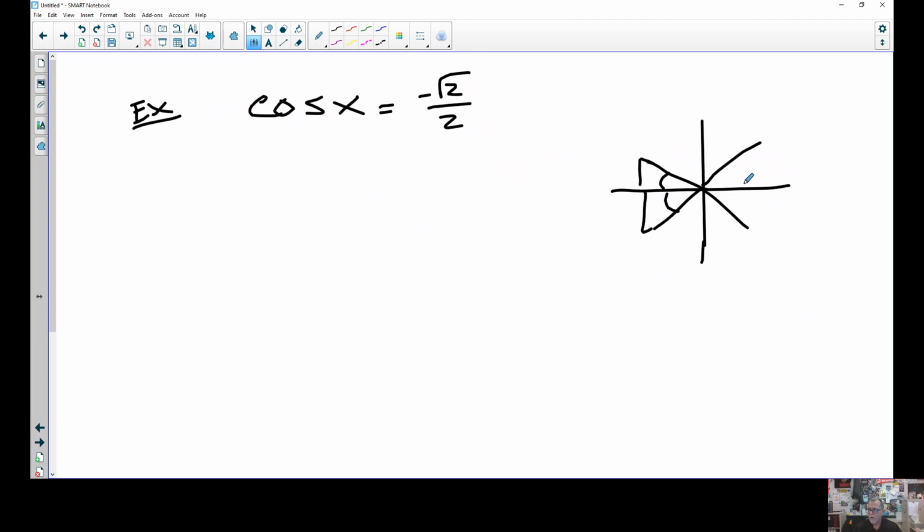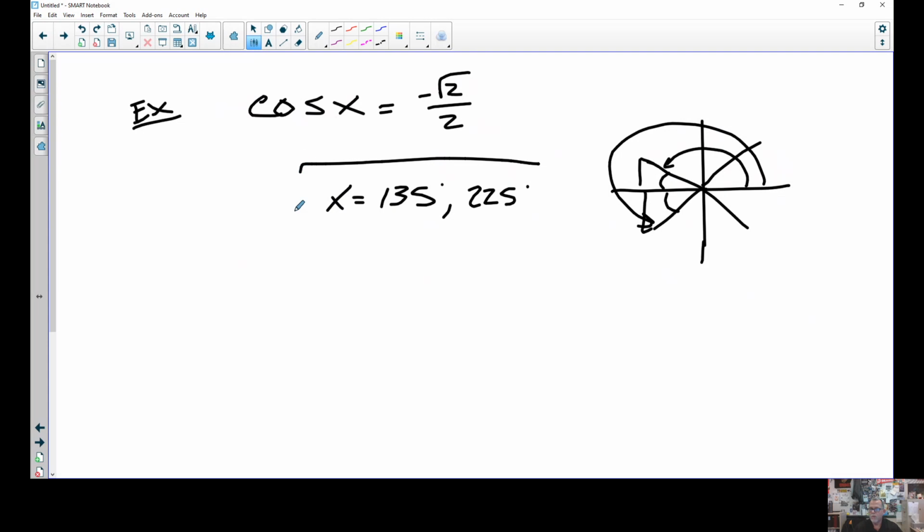These would both have negative cosines. And so with a 45-degree reference angle going this far, that would give me x equals 135 degrees. Going this far, a 45-degree reference angle is 45 past 180. That would give me 225 degrees. And I have both solutions that are happening between 0 and 360 degrees.